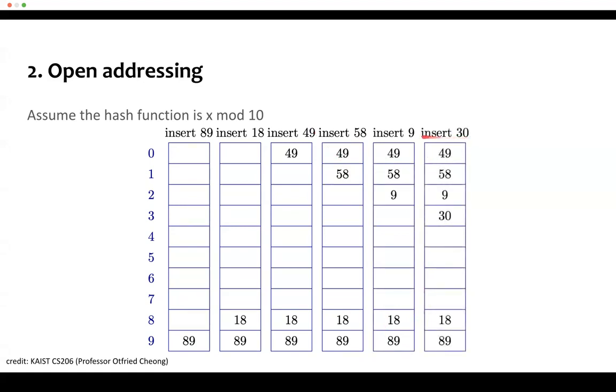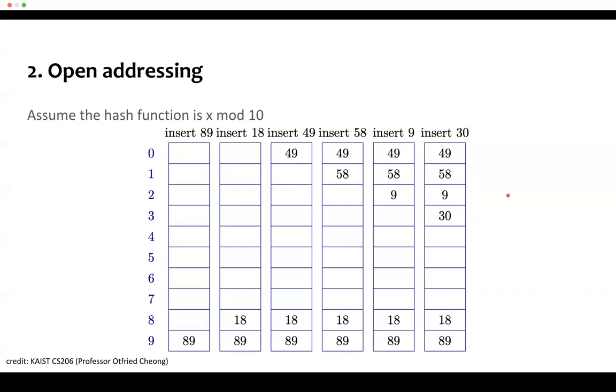So at last, when we want to insert 30, it has to go to the 0th position here, but the 3 consecutive positions are occupied. So we're going to put this 30 here. So this is the scheme of linear probing, which is one of the representative methods of open addressing.